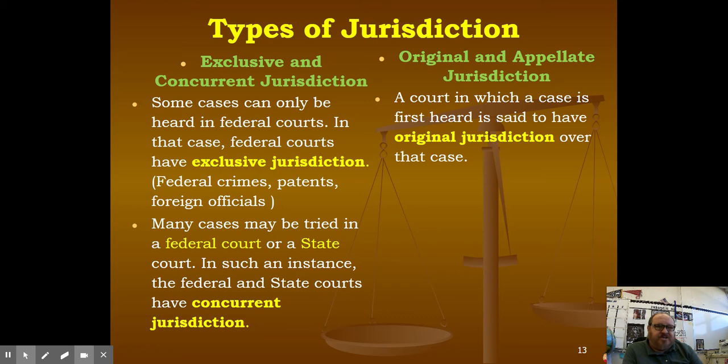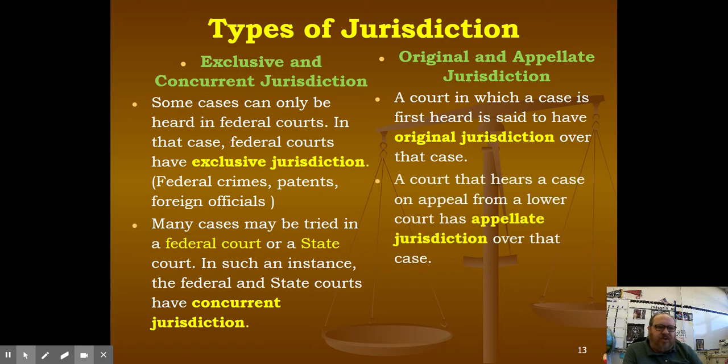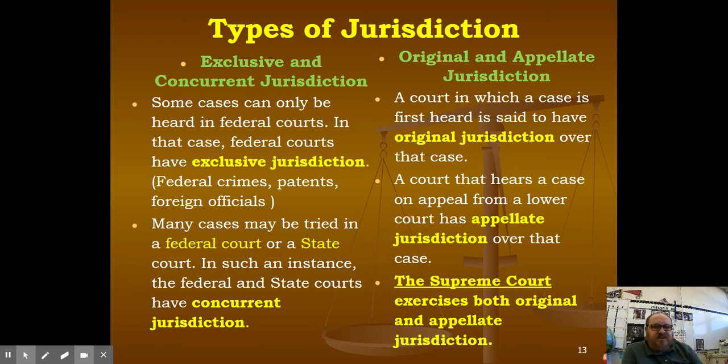Original and appellate jurisdiction. So a court in which a case is first heard is said to have original jurisdiction. A court that hears a case on appeal from a lower court has appellate jurisdiction over that case. So the Supreme Court is the only court that exercises both appellate and original jurisdiction. It can also be exclusive and concurrent.